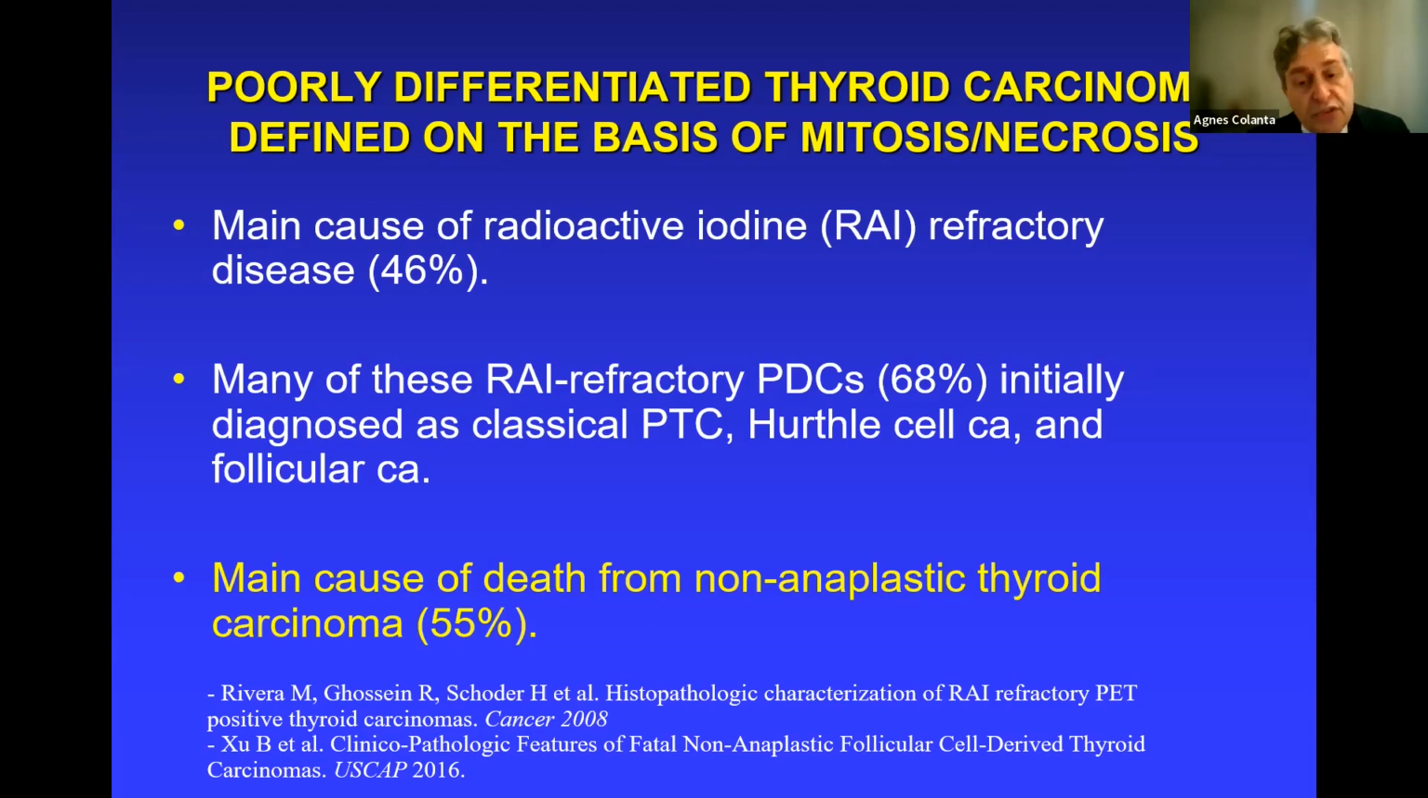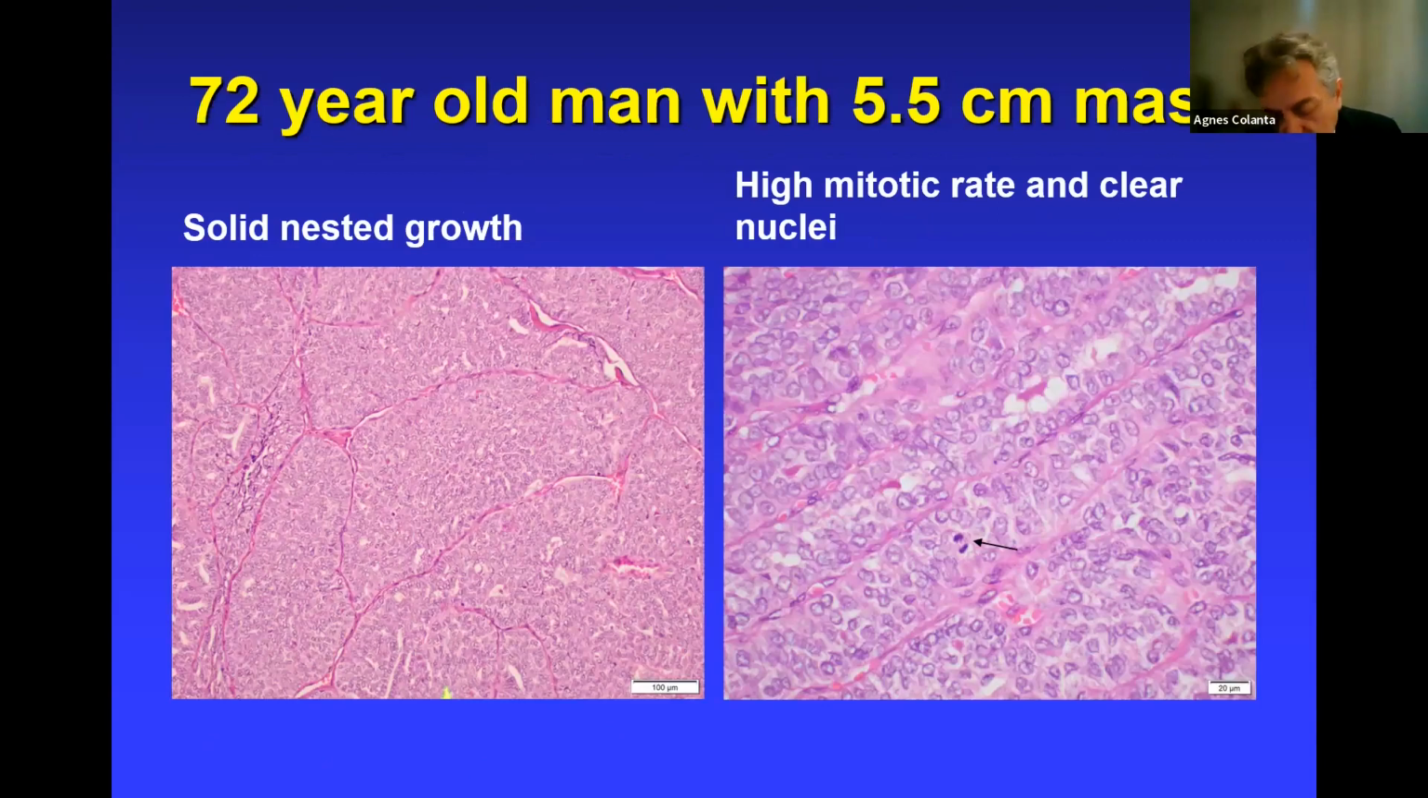We also did a study on non-anaplastic thyroid carcinoma and found out that the main cause of death from non-anaplastic thyroid carcinoma are these poorly differentiated thyroid carcinomas defined on the basis of mitosis and necrosis. To bring this to life, so to speak, look at this case of a 72-year-old man with a 5.5 centimeter mass. The mass has a solid nested growth pattern. It has a high mitotic rate, but clear nuclei.